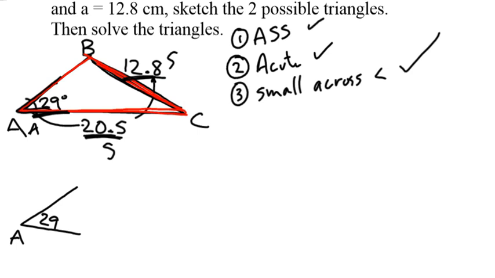Now, what does that mean? I need to take one of these sides and move one of the sides into a new position. Which side do I have to move? Well, if 29 has to stay the same, I have to leave those the same.